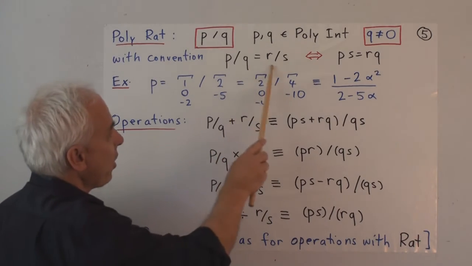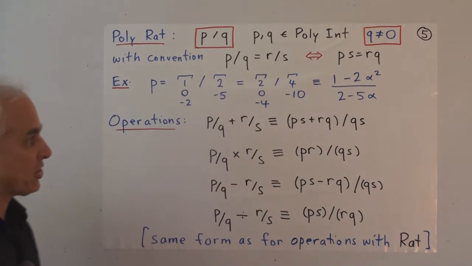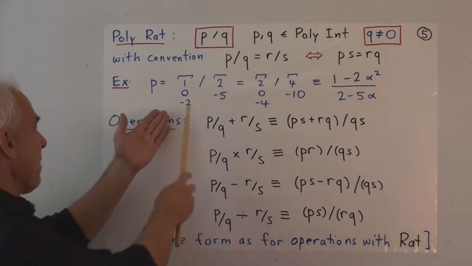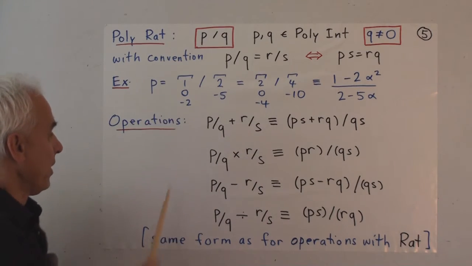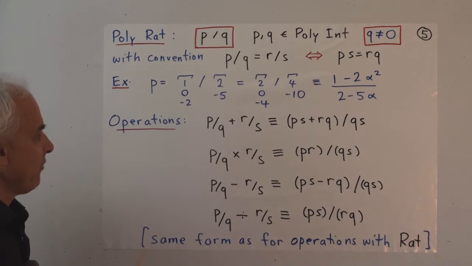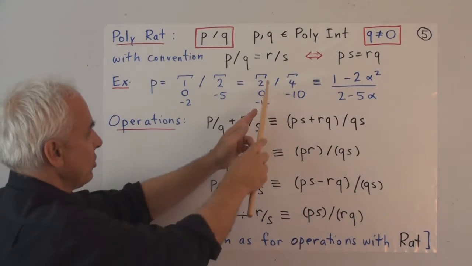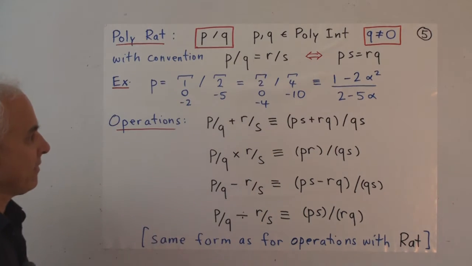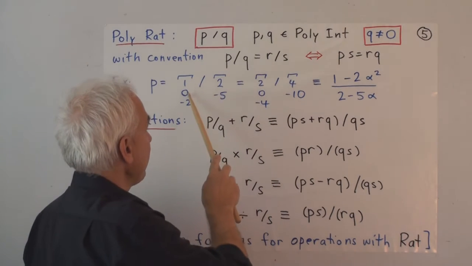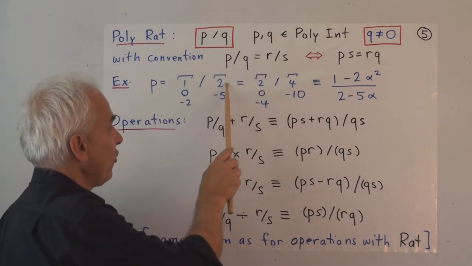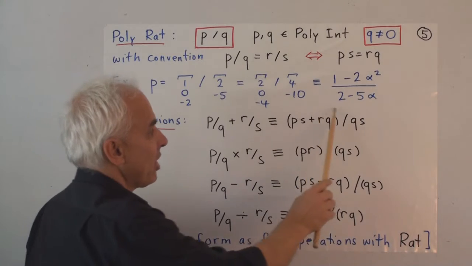The convention for equality is exactly the same as for fractions and exactly the same as for regular rational numbers. And here's an example of a rational polynumber, 1, 0, minus 2 over 2 minus 5. If we multiply both of them by 2, we get 2, 0, minus 4 over 4 minus 10. Those are the same rational polynumbers. And in standard alpha form, this one here, say, is 1 minus 2 alpha squared. This one is 2 minus 5 alpha.